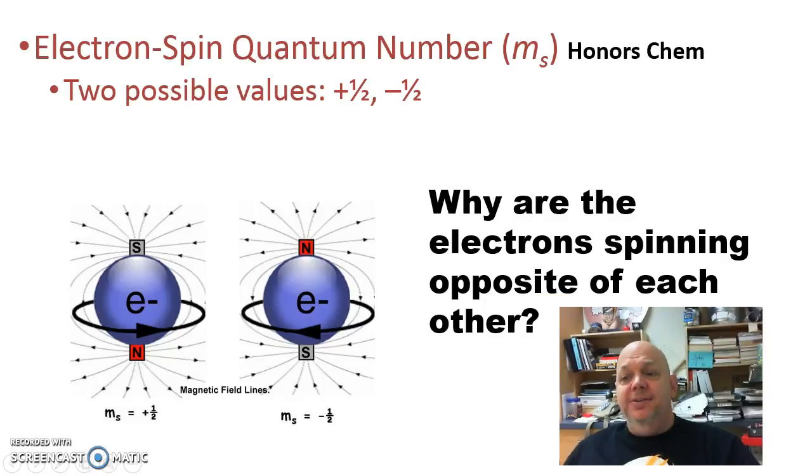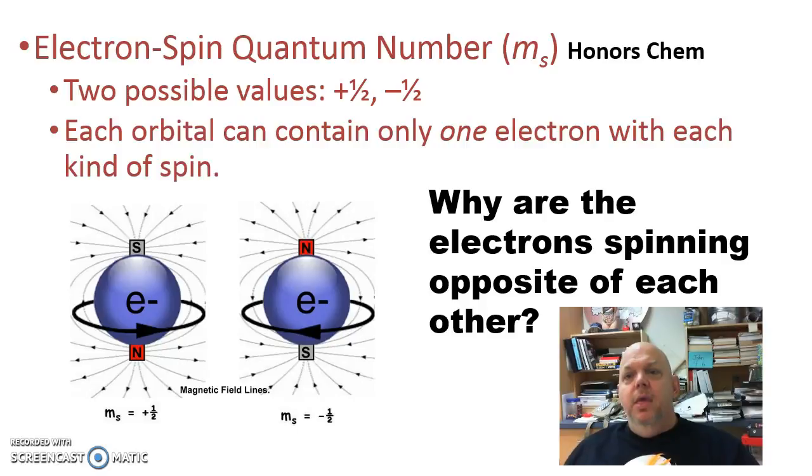But again, that begs the question, why are the electrons spinning opposite of each other? Well, each orbital can contain only one electron with each kind of spin. So for example, let's go back to 2p in the x direction. Just look at 2p in the x direction. Remember, x is the horizontal. That means you have one electron. The most number of electrons 2p in the x direction can take is 2 electrons. Now, those electrons have to spin opposite of each other.